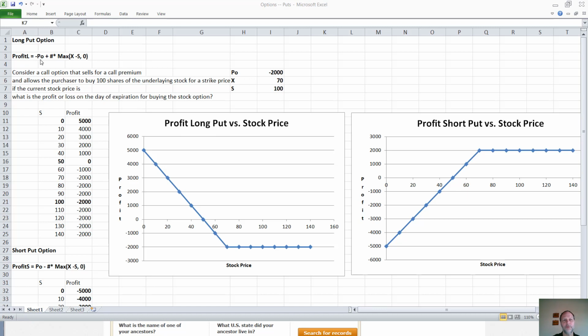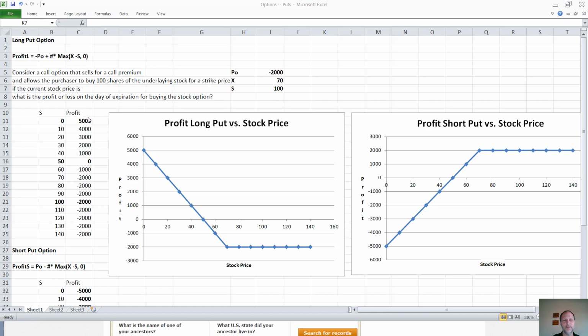on the day of expiration, your profit is the difference between that premium and the number of shares the option gives you the right to sell, times the maximum of either the strike price, the price you get to sell the stock for, minus the current stock price, or zero. For our example, consider purchasing a put option for $2,000 that gives you the right to sell a stock until the day of expiration for $70, and what if the stock expires at $100?